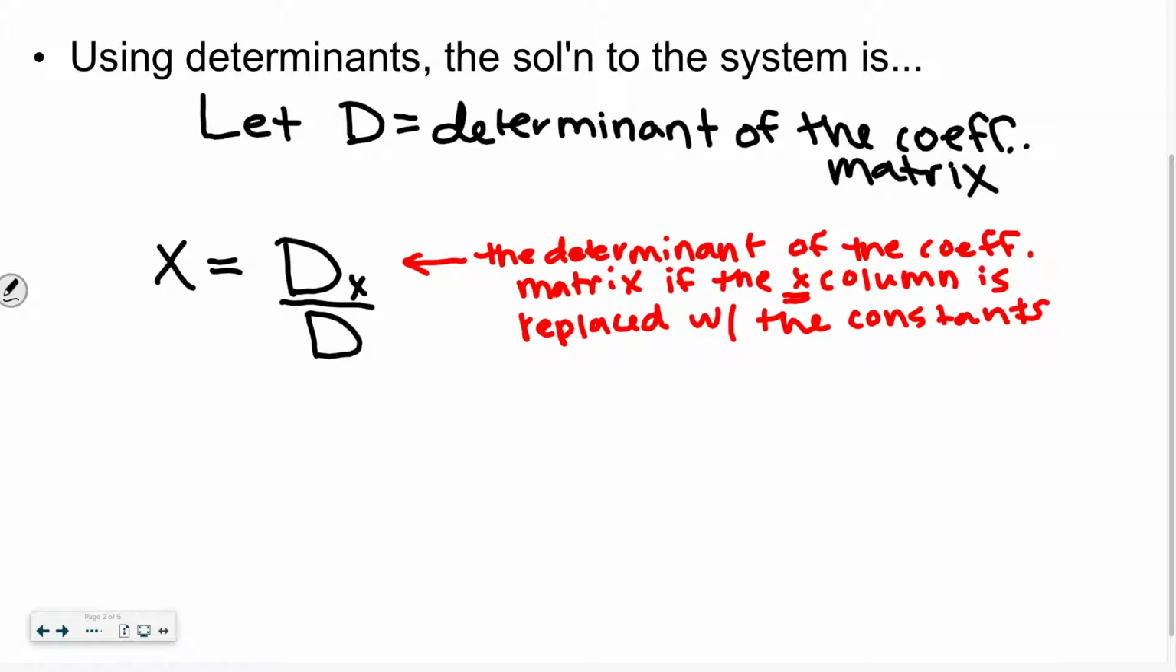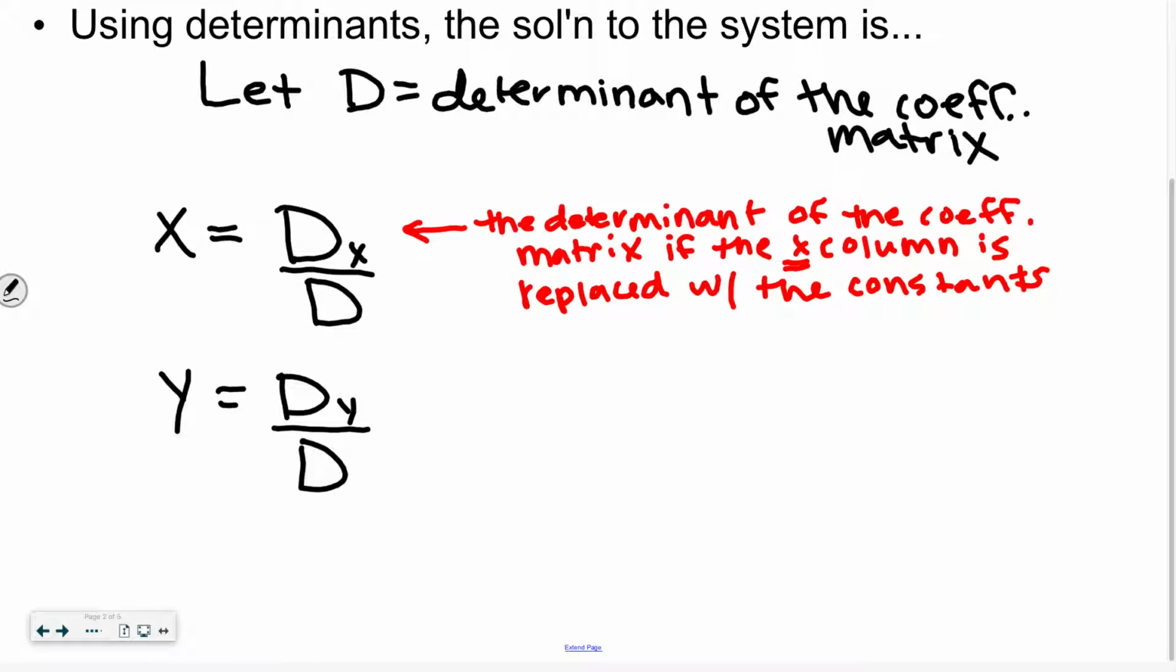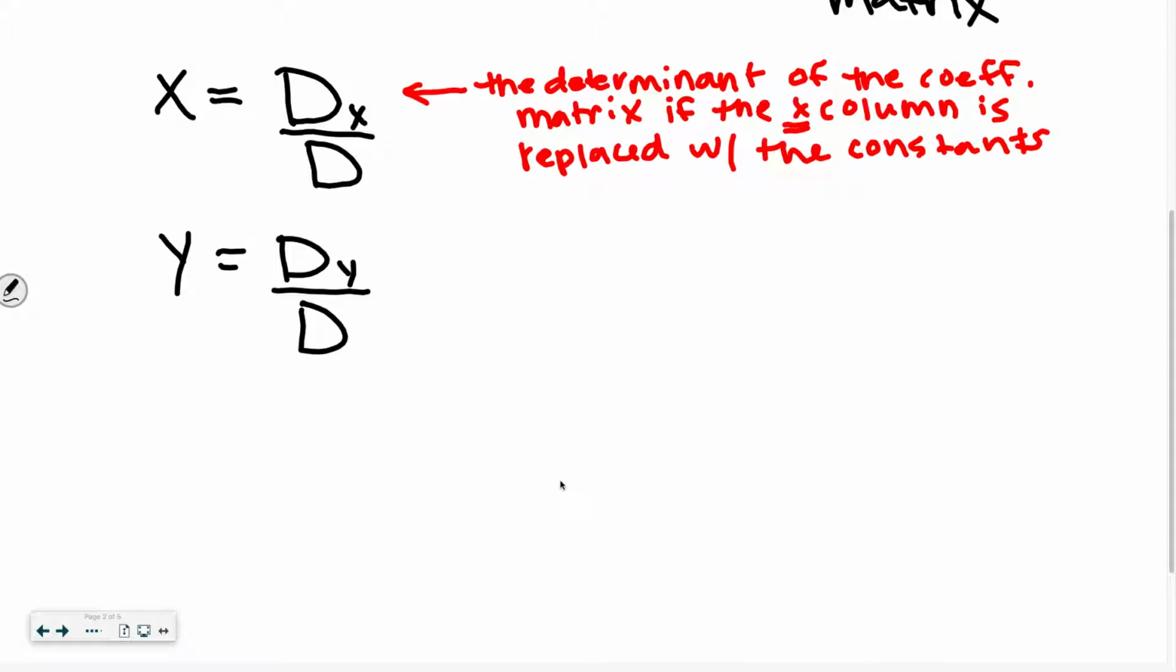So that continues for all variables. If I want to find y, that's D sub y divided by D. That D sub y means go back to your coefficient matrix. This time replace the y column, all of the y coefficients, with the numbers that are the constants in the linear system, the things on the other side of the equal sign. And that would continue, depending on your system, for however many unknowns you have.